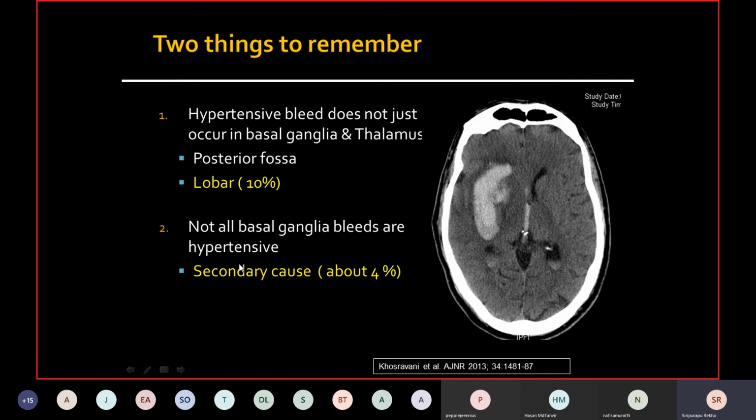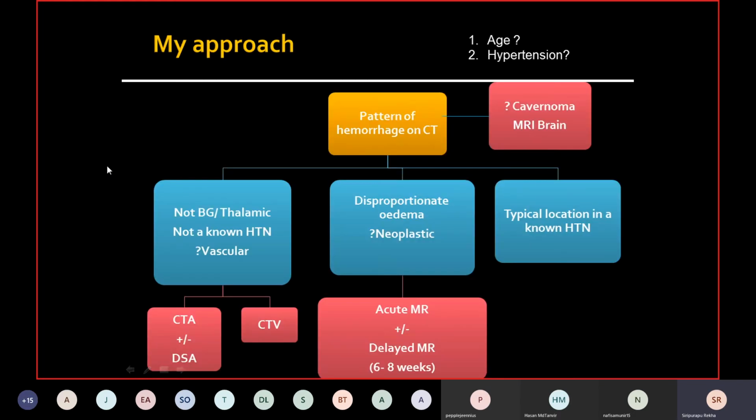It is important not to dismiss every basal ganglia bleed as hypertensive, because if we look at the literature, and this is a good paper in AJNR, we see that the literature varies from 2 to 4%, and I've put about 4% here. We can see a secondary cause. And for me, if the patient is not a known hypertensive, or if the patient is a young patient, then I would think twice before labeling it as a hypertensive bleed. So this is my approach. What is the age of the patient, and is the patient known to be a hypertensive?